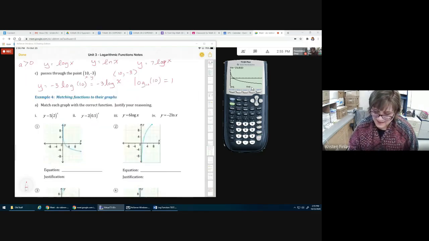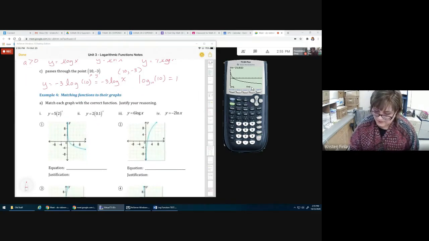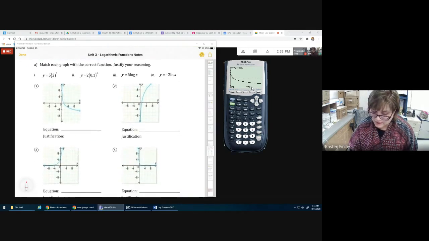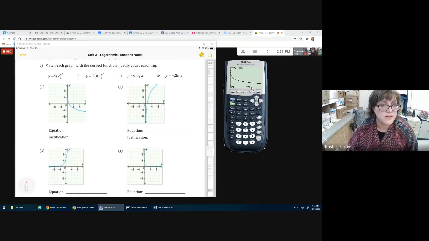Okay. Match each graph with the correct function. Justify your reasoning. Okay, so let's take a look at these. These would be good ones for you to figure out. Pause the video and then come back and see if you're right. Okay, so first one, we know that we are decreasing.